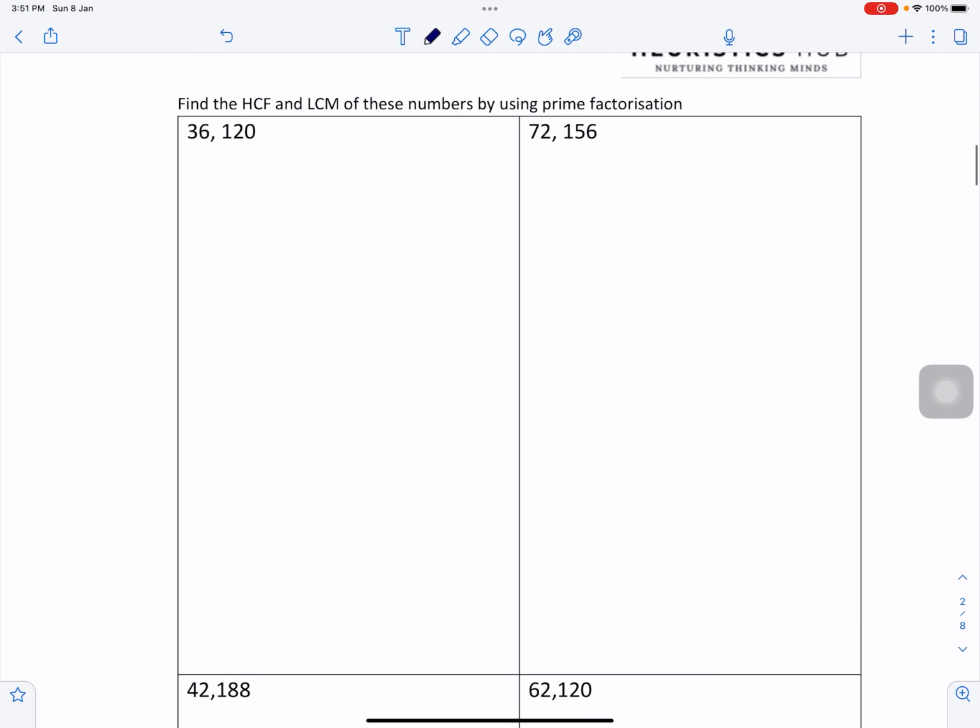This next question is about HCF and LCM. How do you find HCF and LCM using prime factorization? This is called method number 1. In my class, we have method number 1 and method number 2. Number 2 is comparing bases. Number 1 is using prime factorization. How do you do that?